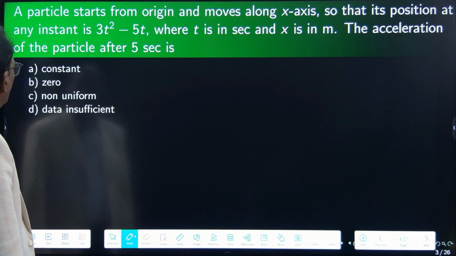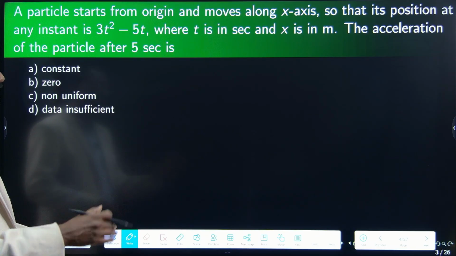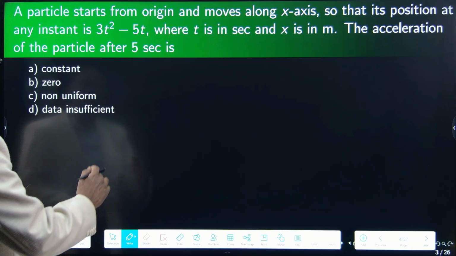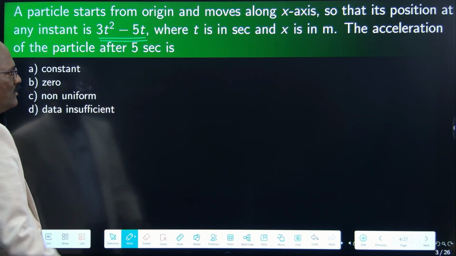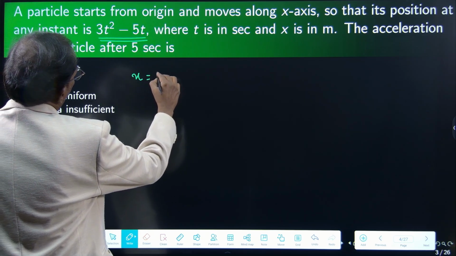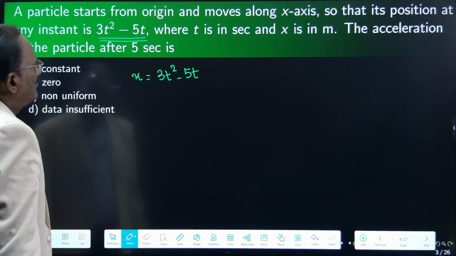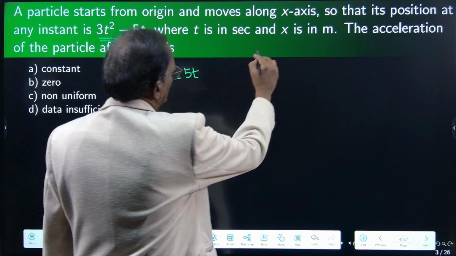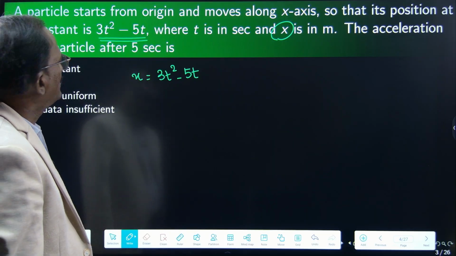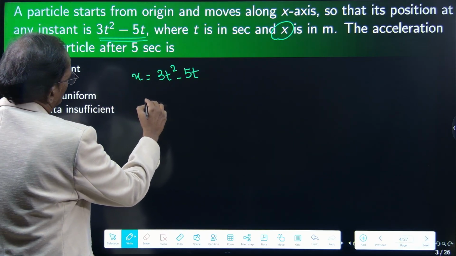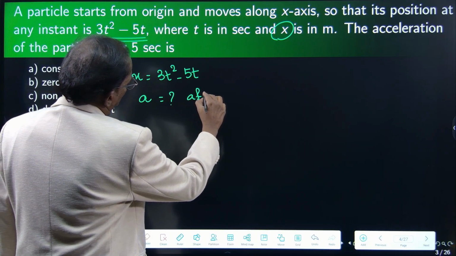The first one: a particle starts from origin and moves along the x-axis so that its position at any instant is x is equal to 3t square minus 5t, where t is in seconds and x is in meter. Find the acceleration of the particle after 5 seconds.